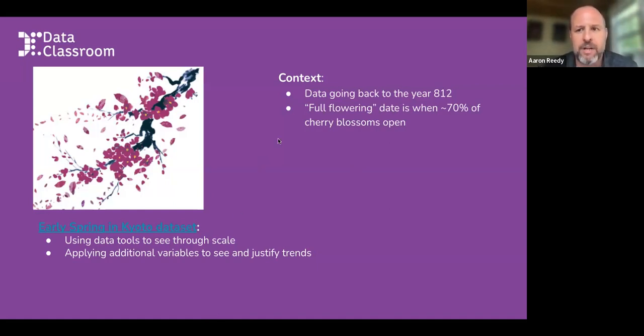We can ask some questions about climate change, particularly does it look like climate change is having an effect on first flowering over this time period? And we can do that mathematically with a technique called regression, which many of you are probably familiar with. And we can visualize that through a line of best fit.